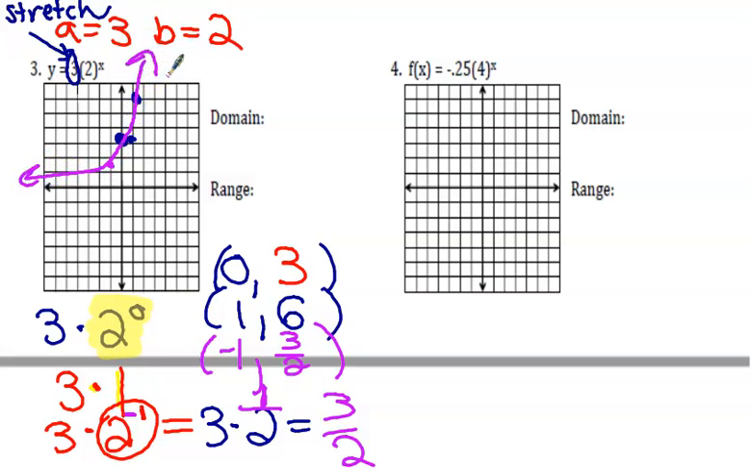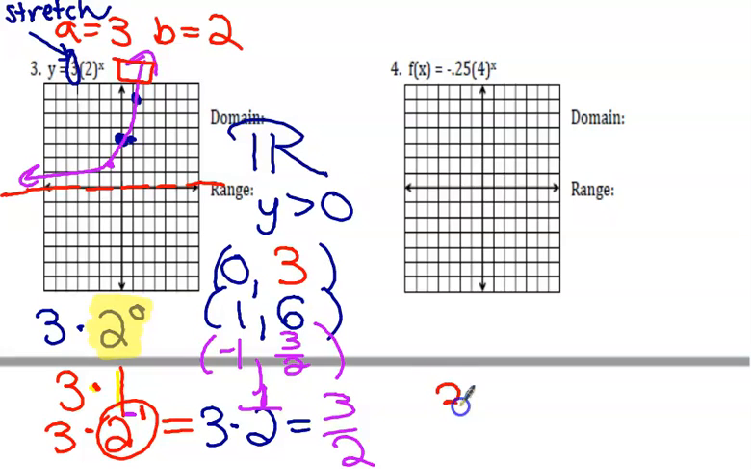Okay. Again, the horizontal asymptote is 0. Because again, I don't have a K. I don't have a plus or minus there. So it's stretched based on that 3. All right, the domain, again, all real numbers. The range, did that change? No, it did not. It's still y is greater than 0. Okay. It just stretched. So you want to plug in a few points and see what this looks like. Or again, put it in your calculator. So you would have put 3 times 2 to the x.